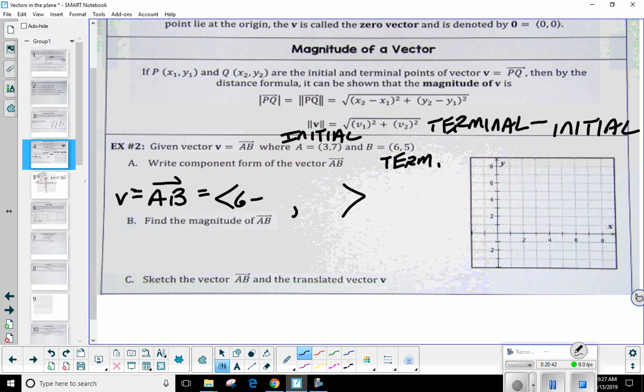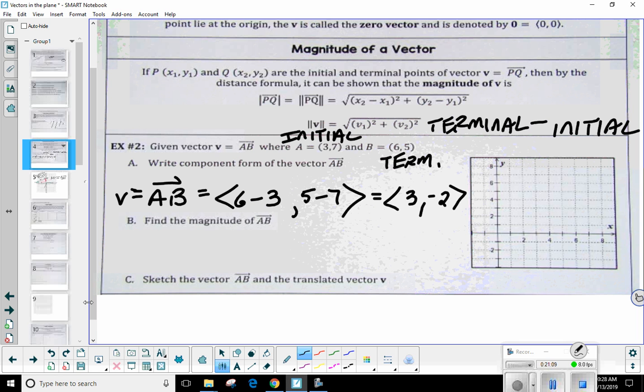Has to be 6 minus 3. You must always start with the terminal point. Okay? You'll never start with the initial when finding component form. So what am I going to put for the y's? 5 minus 7. So let's see. 6 minus 3 will give me 3. 5 minus 7 will give me negative 2. That should be the component form of AB.